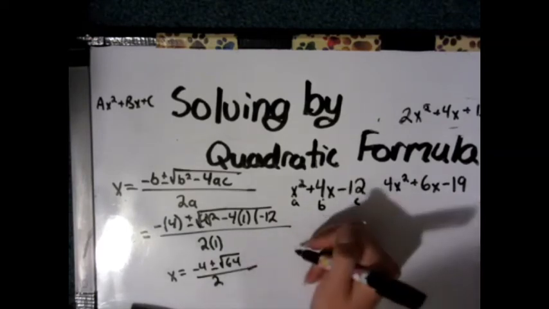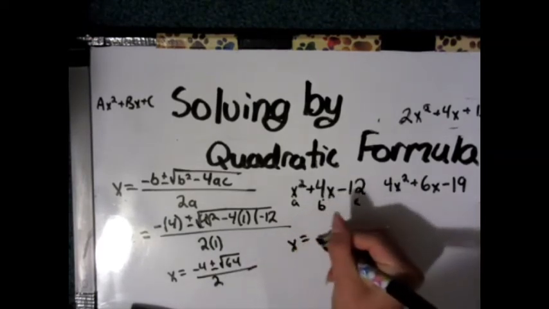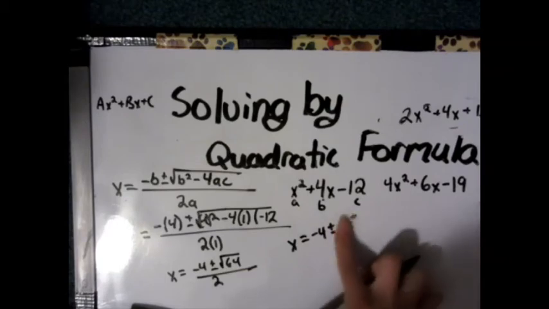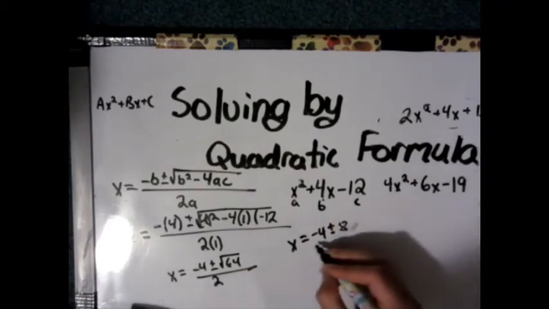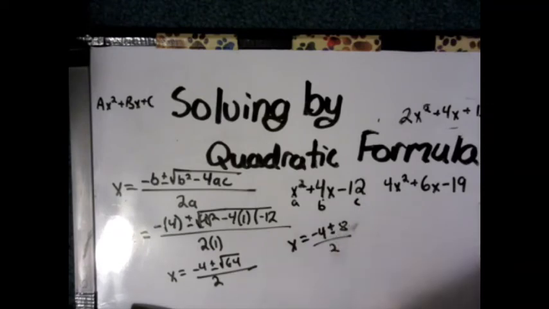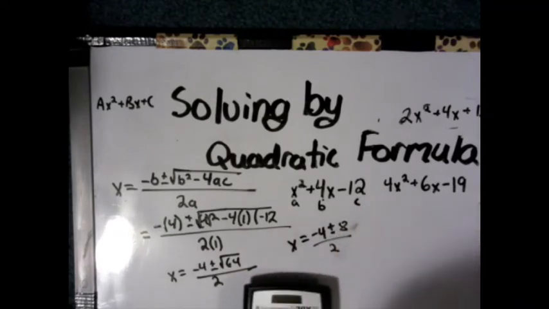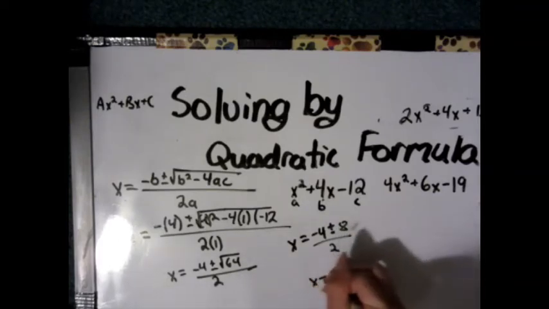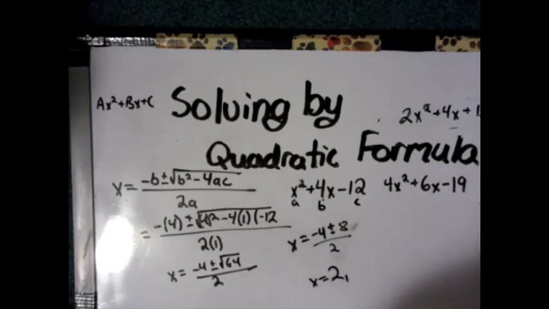Alright, and now we can simplify the square root if we would like. X equals -4 plus or minus 8 over 2. And now you can just put in your calculator, -4 plus 8, that's 4, so then divide that by 2 to get your first value. So x equals 2, comma, and then our second value. So -4 minus 8, 12, divided by 2 is -6. So our answer is 2, -6.